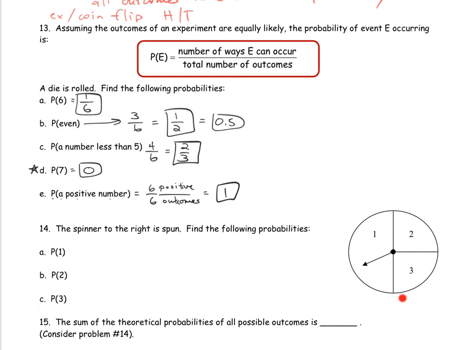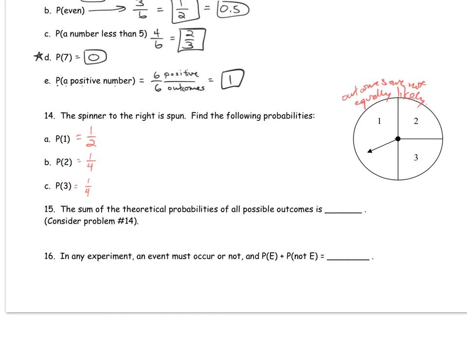For this next example, I want to make sure right away that you understand that these outcomes are not equally likely, because 1 has a probability of 1/2, 2 has a probability of 1/4, and 3 has a probability of 1/4. For these to be equally likely, all of these probabilities would have to be the same. All right, whoops, there's the bottom of the page.